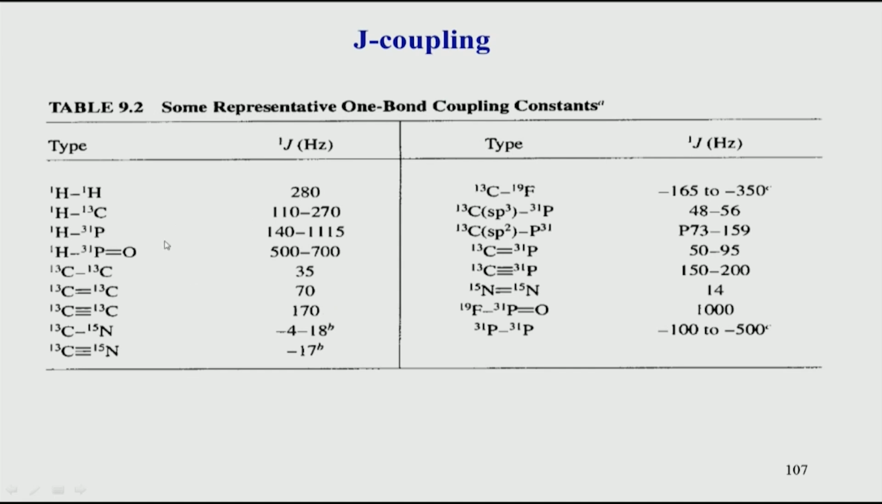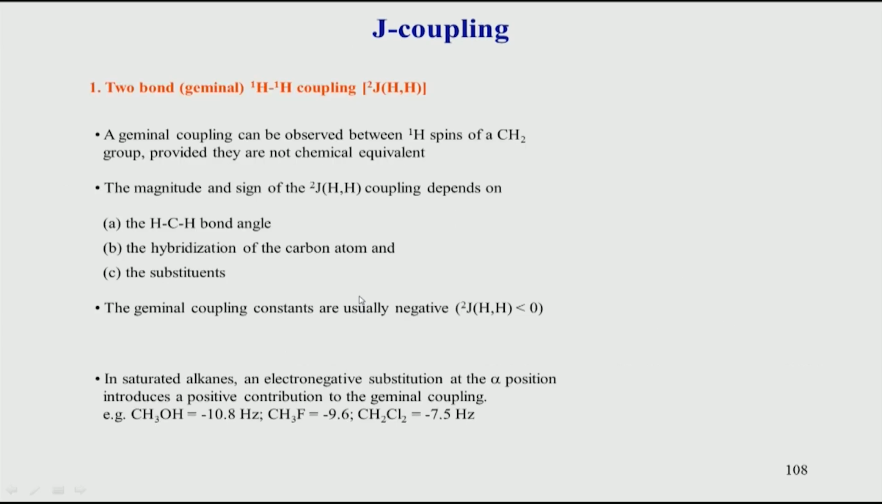Typical coupling values are given here, and these are very general typical values. You can see that proton to carbon is about 110 to 270 Hz, depending on a variety of factors like the hybridization state and substituents, and these are ballpark numbers. We do not have to go into detail, but this gives you an idea of the different values. The hydrogen couplings, the vicinal and geminal, are not listed here; that will come up in the next few slides.